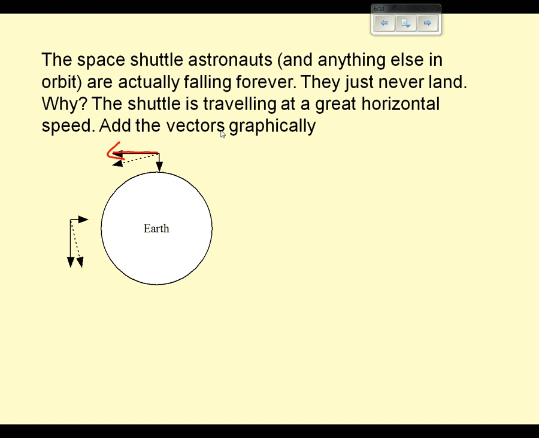Now, Newton also said that it travels in a straight line forever and ever. Why then does it orbit? Because of gravity. Gravity is pulling it in, right? And so it's actually falling down and falling sideways at the same time. What do you know that falls sideways and down at the same time?